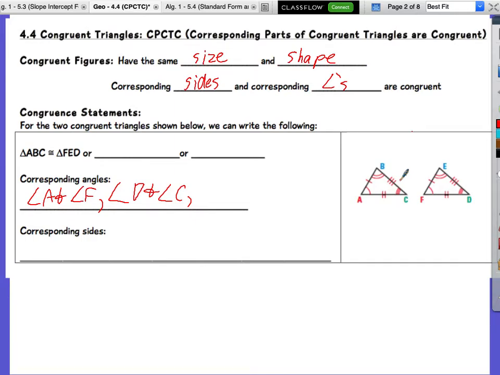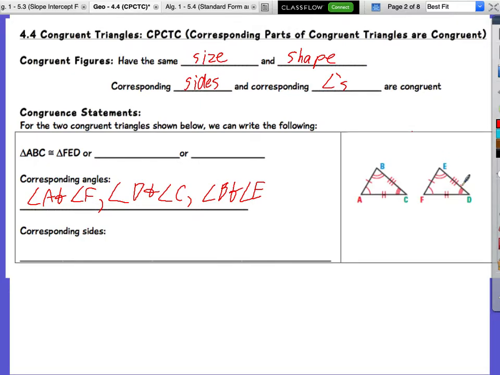Somebody else want to give me the last pair of corresponding angles? Ryan. Angle B and angle E. Very good. Angle B and angle E would also be corresponding angles, okay? So there's the third angle in each triangle, the one we haven't used. Angle B has two arcs. Angle E has two arcs. Angle B is between the side with one tick mark and the side with three tick marks. Angle E is also between the sides with one tick mark and three tick marks.